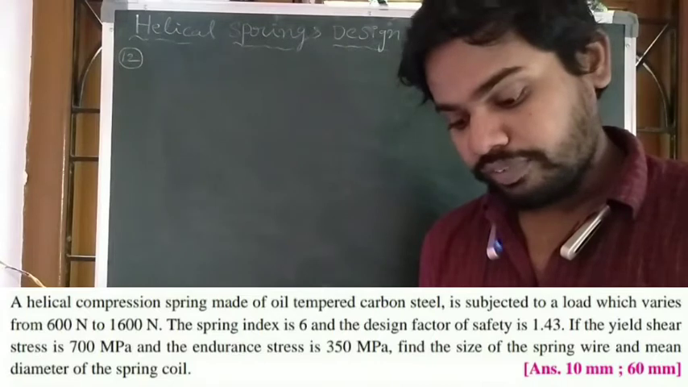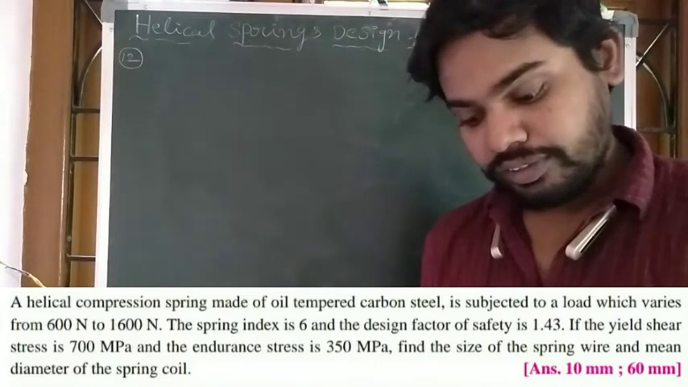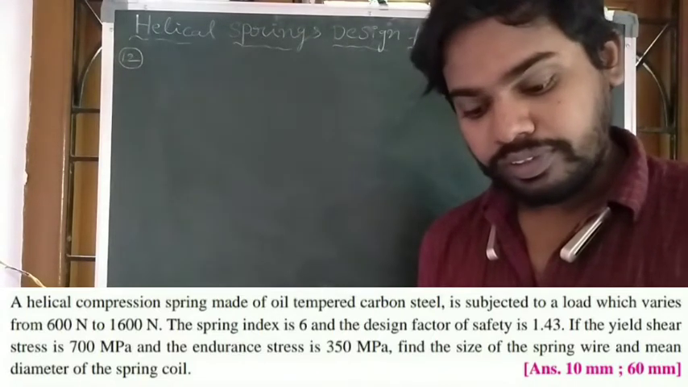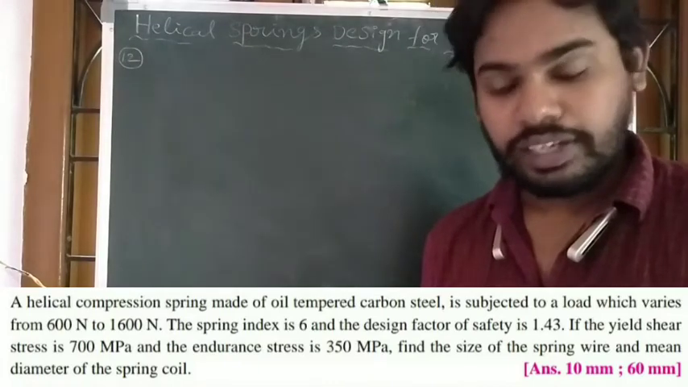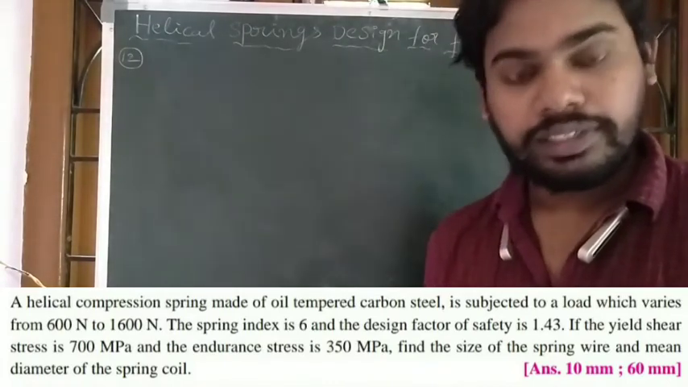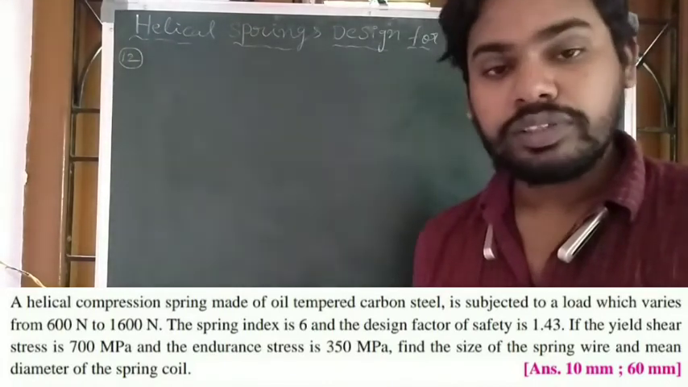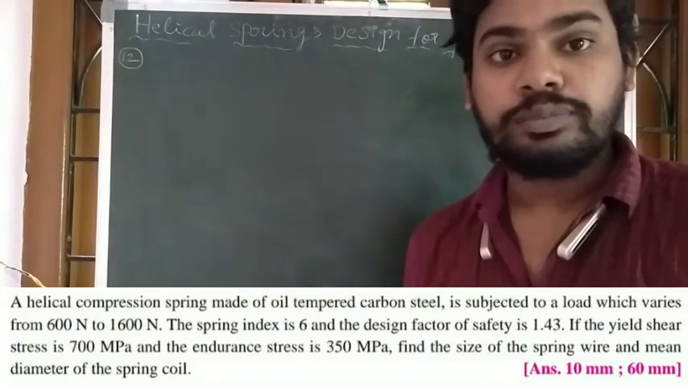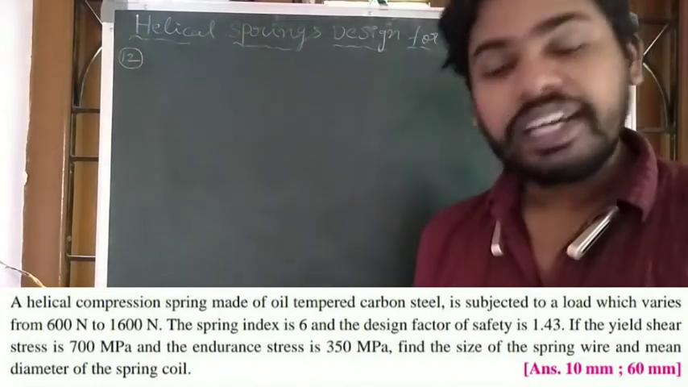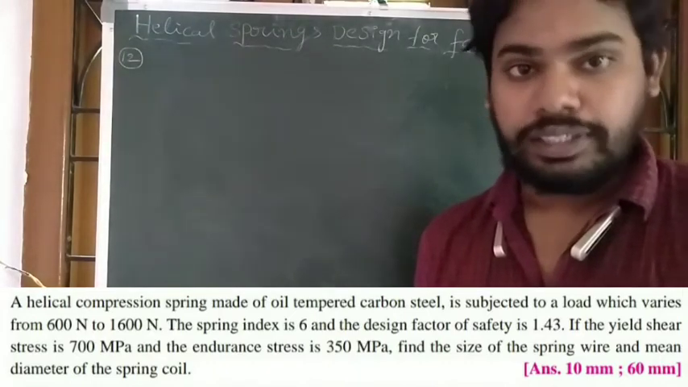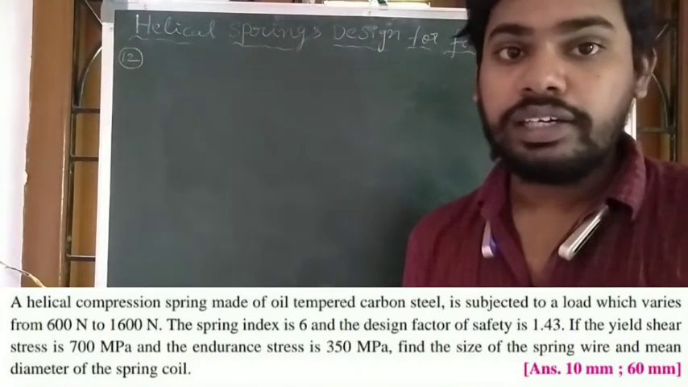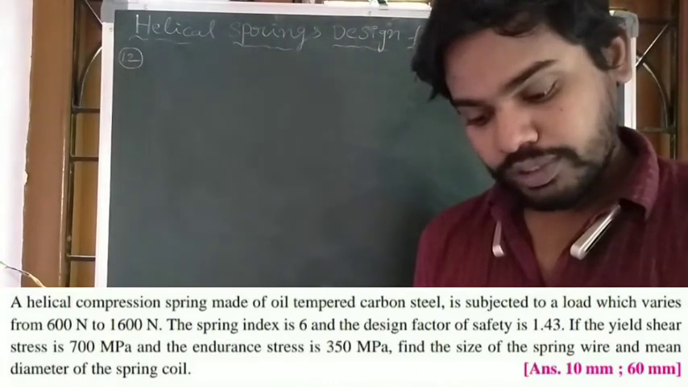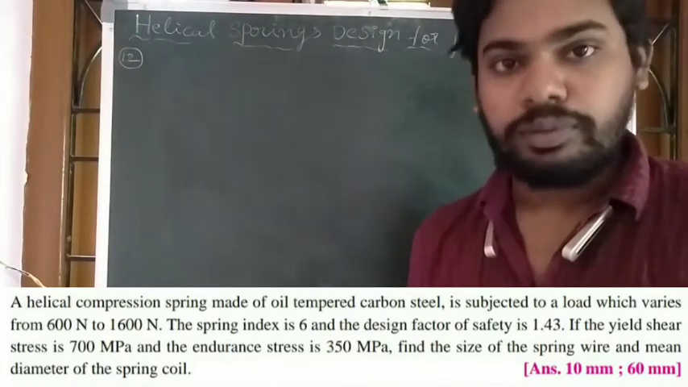What we need to find is the diameter of the spring wire, and also the mean diameter of the spring coil. The size of the spring wire means we have to calculate small d, and the mean diameter means capital D. So small d and capital D. Let's solve this problem.